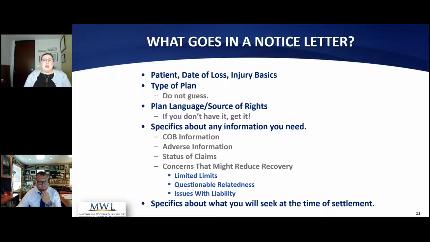If you need information in order to set up your file, to put other parties on notice, don't just send a generic letter that says, hey, we have subrogation rights, call me. Tell them, I need to know whether or not there's no-fault coverage available that we should be coordinating with. I need to know the adverse attorney or insurer's information.